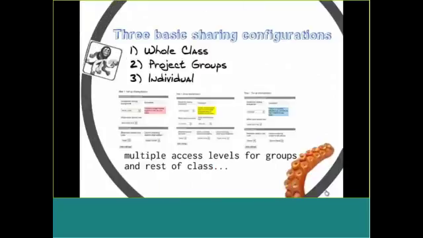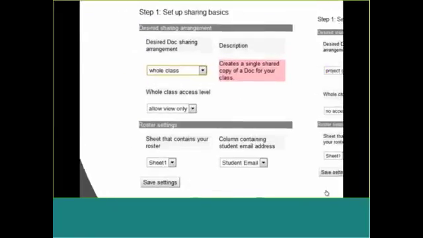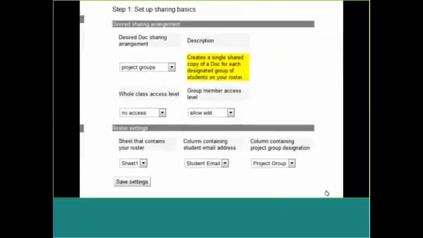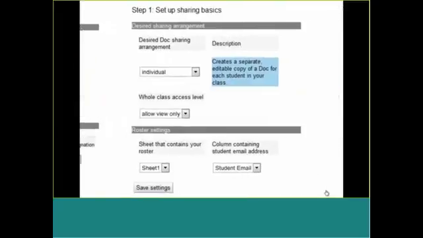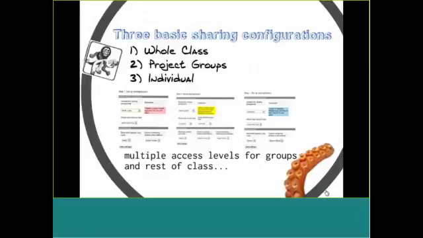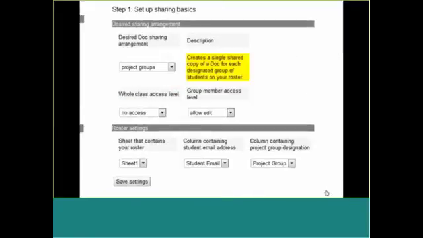The script provides a rich user interface that guides users through the setup process. Three basic sharing options are available. Whole class will create a copy of a single doc that is shared by everyone on your roster. Project groups will share a separate doc shared by each project group. And the individual mode will create a separate doc for each student. If you want the rest of the class to be able to view the work of groups or individuals, just set the whole class access level to allow view only.